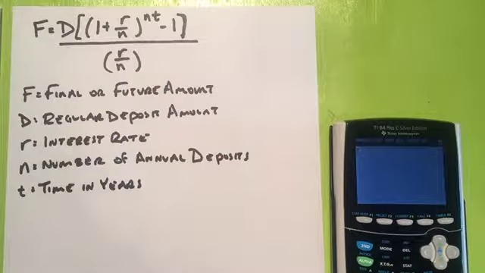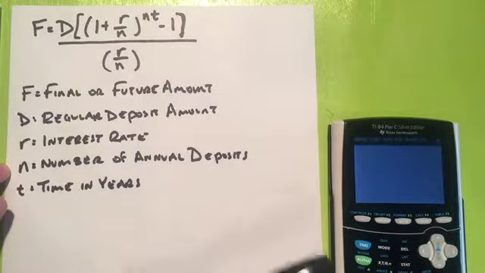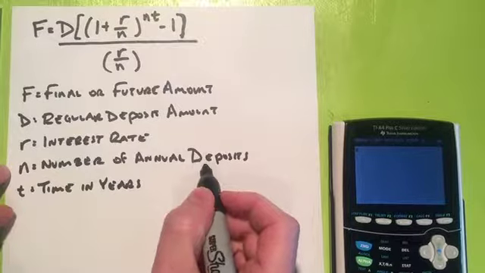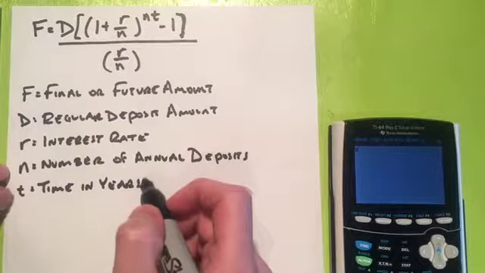F is our final or future amount. D is the regular deposit amount, how much you're putting in every single time period. R is going to be your interest rate. N is going to be the number of annual deposits, so how often you deposit money, how often you put it in.